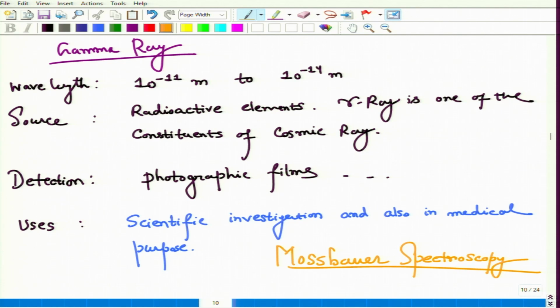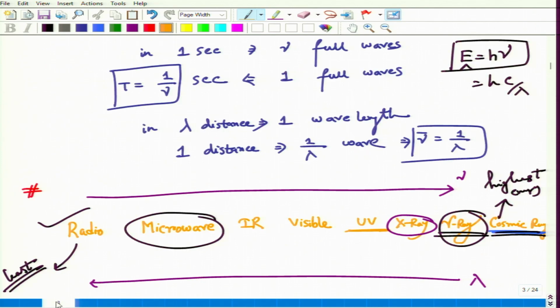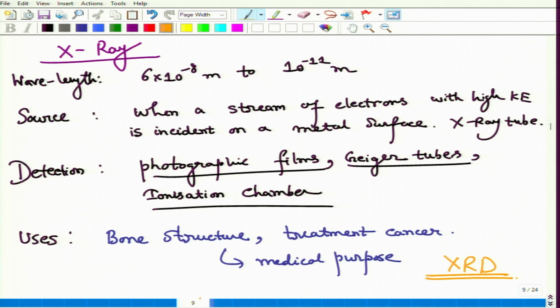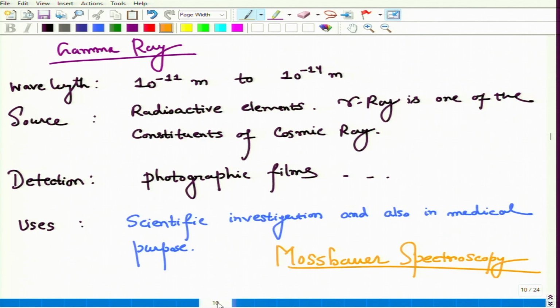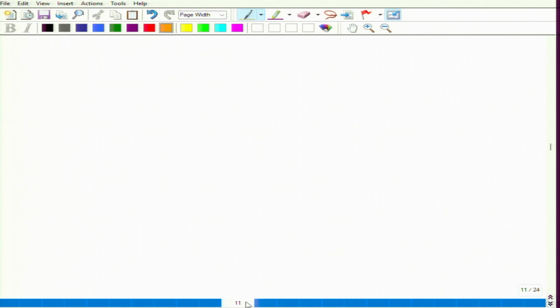Uses of the gamma ray. So these are all the spectrum. There is no specified region for the cosmic ray. After gamma ray everything is called cosmic ray. Gamma ray is also part of the cosmic ray, but still you can say that. Okay, so this is the total electromagnetic spectrum of our electromagnetic radiation. Nothing else.